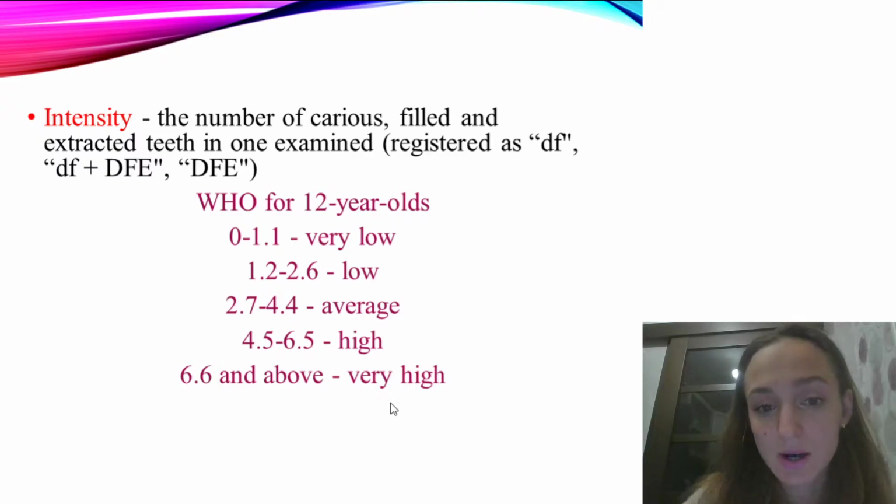And levels. For 12 years old, you can see points here and level: very low, low, average, high, and very high, and points.